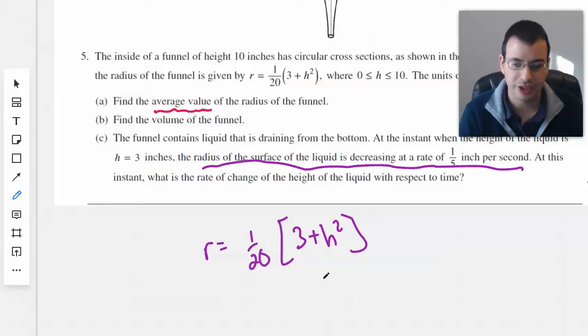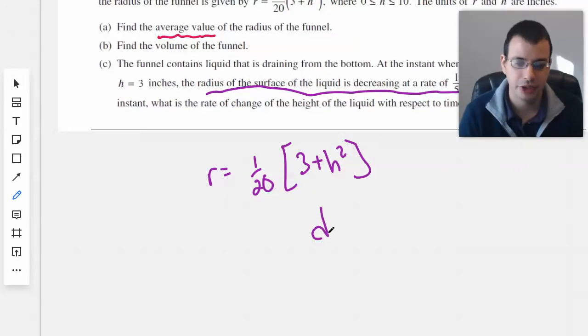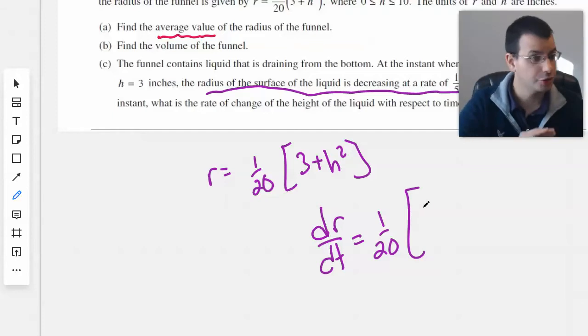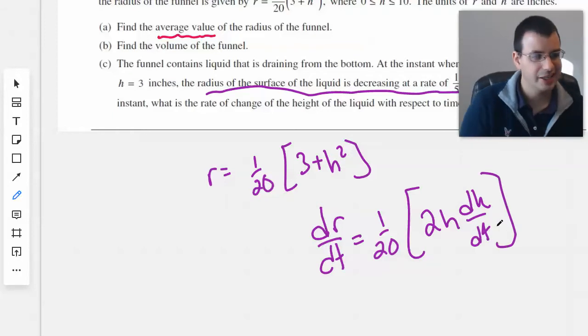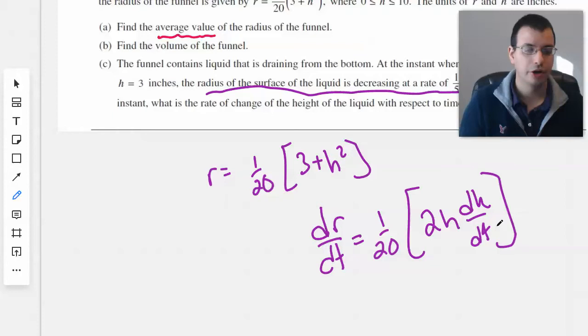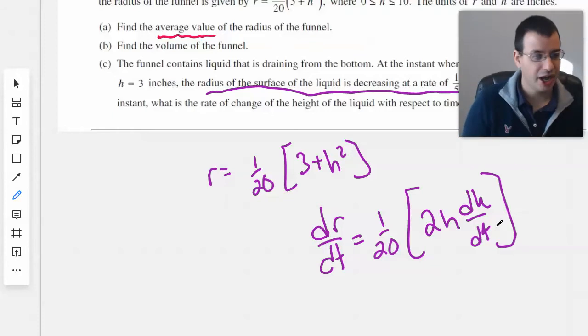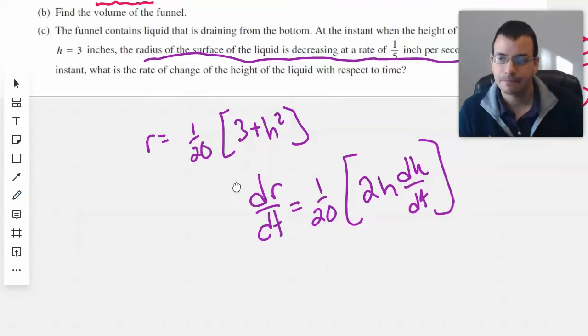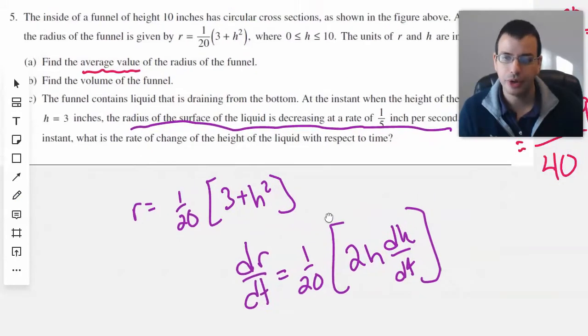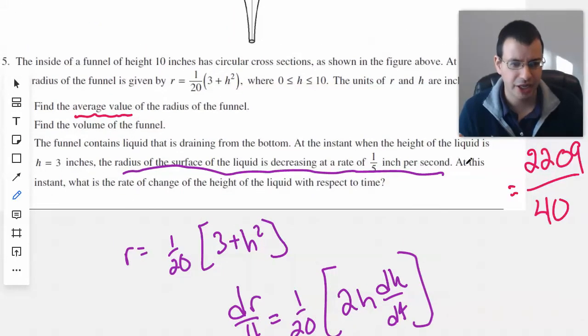And therefore we can say that dr/dt equals 1 over 20. The 3 just goes away, and then we have 2h, and I'm going to put in dh/dt, so we use the chain rule here. dh/dt is the change in height with respect to time. And they said something about, at the instant the height of the liquid is 3 inches, so they gave us h.